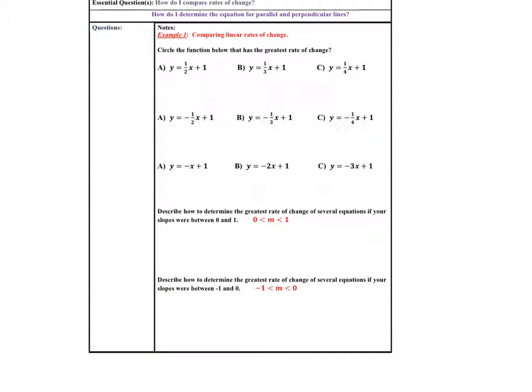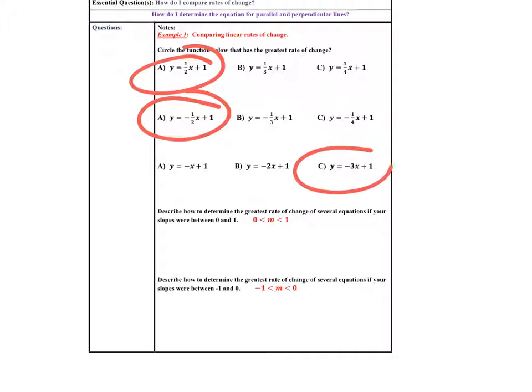What matters is not the number. What matters is the absolute value of your slope. Because whether it's positive or negative, we can still compare the steepness. So you should have that it's A, and C as far as steepness goes. Let's look at the next two questions.